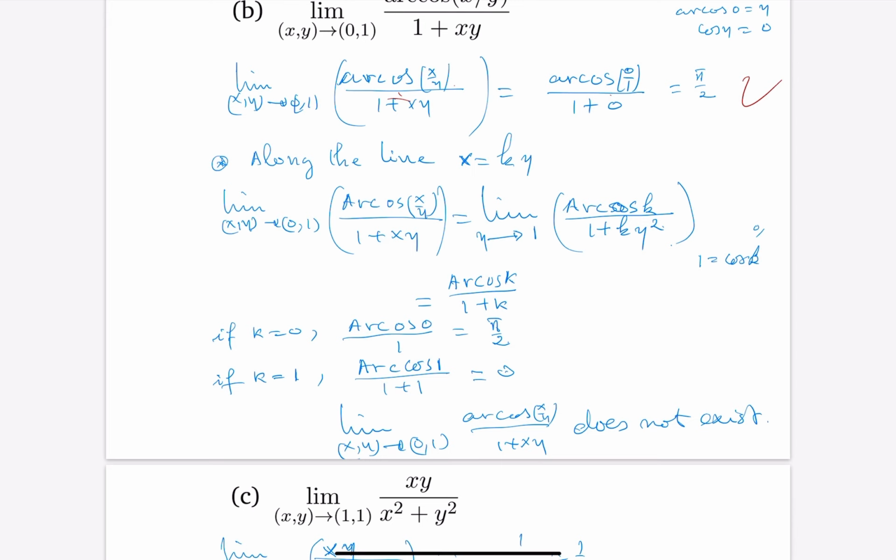If k equals 0, you end up having this one, pi over 2. Okay? And then here if k equals 1, you have 0. Why? Because if k equals 1, look at here. You can have ky equal 1. What the y should be, then y can be pi over 2.